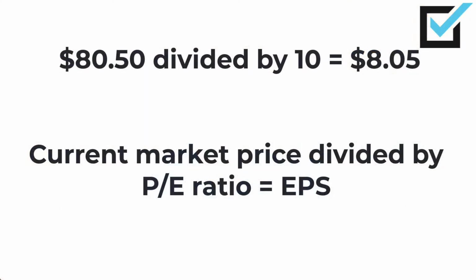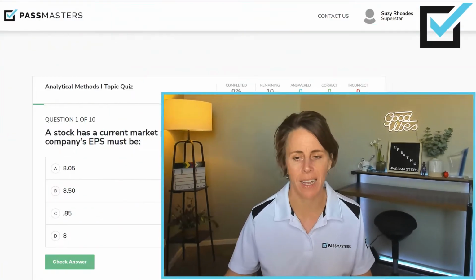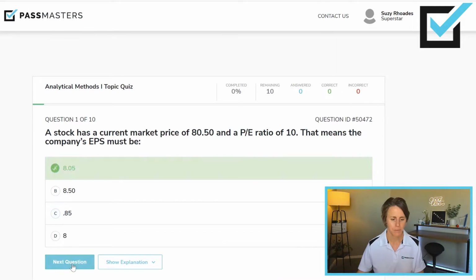At the test, they give you a basic non-programmable calculator, or there is a calculator built into the computer program. It just depends on where you're taking the test. I know you probably can eyeball this. However, I highly suggest that you always use your calculator. So $80.50 price divided by the ratio of 10 gives you the earnings per share of $8.05. So you click the correct answer, what you believe is correct.